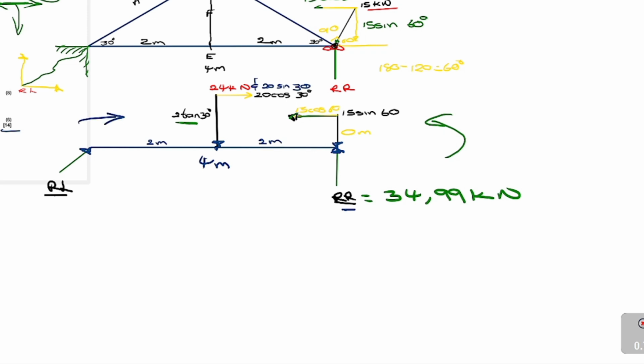Okay guys, so now that we found the reaction right, now we need to find out reaction left. So for us to find out the reaction left, we will need to stand on RR, right? And now what we'll say is moments at RR, right? That is what we will say. We'll say moments at RR, and then we stand on RR and we look across and we see there's RL.